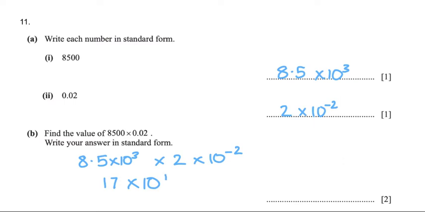But that's not in standard form, because the number has to be between 1 and 10, so therefore it needs to be 1.7, which means that this is actually times 10 to the 2 to adjust it, because I've moved the decimal place once more to make it into that standard form at the end.